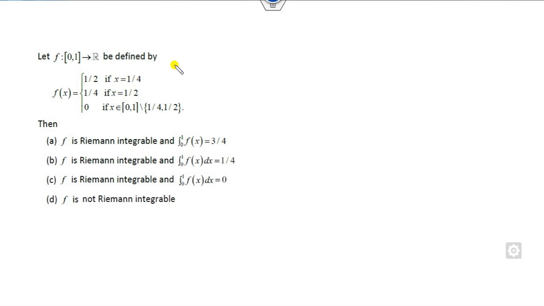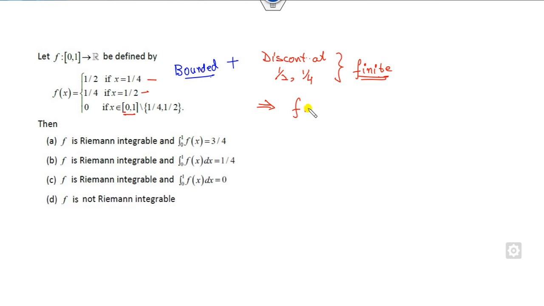Okay, look at this another one. Clearly this function is bounded. Fine. Now if the function is bounded, you need to check the discontinuities. Clearly, how many discontinuities are there? The function is discontinuous at 1/2 and 1/4 only, because the rest of the values are continuous here. It's a closed interval, with limits from the positive and negative sides. So these are finite. The discontinuities are finite and it's also bounded. What does it mean? f is Riemann integrable.